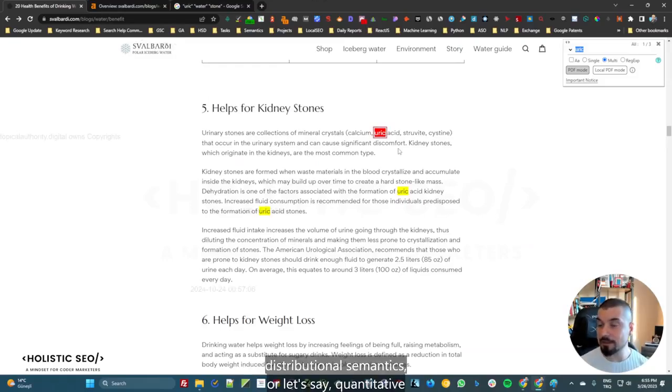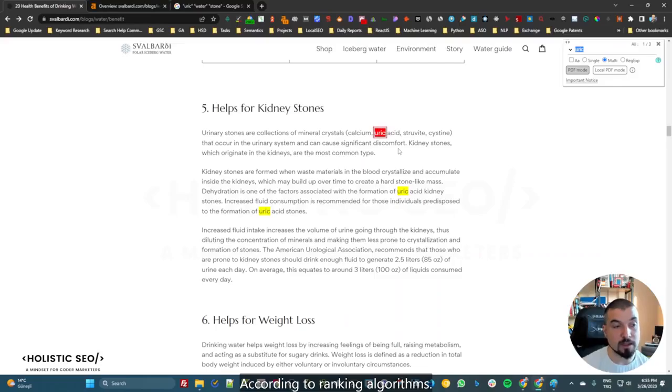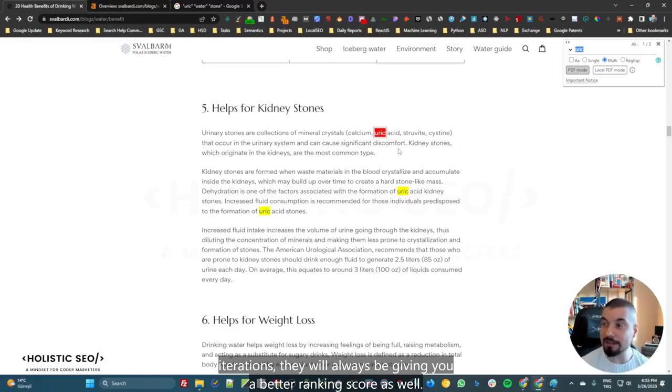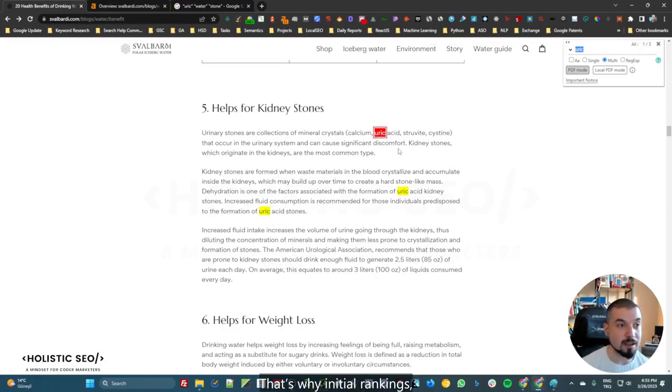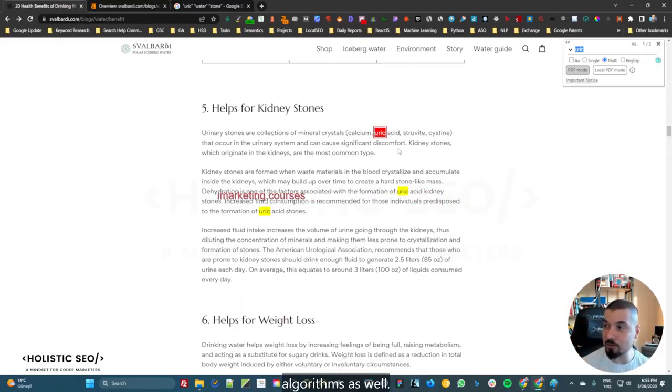Distributional semantics, or let's say the quantitative algorithms of search engines, are easier to work with or trigger, and they are able to give the initial ranking scores. When it comes to initial rankings, it is important to give richer and denser co-occurrence matrices to reflect our context in a better way. If you're able to do this really well, your initial rankings will be better according to ranking algorithms. If you have a good initial ranking, all the other ranking iterations will always give you a better ranking score as well. That's why initial rankings are probably the most important thing in ranking algorithms, because a higher initial ranking will always affect you in the future steps, in the future algorithms as well.